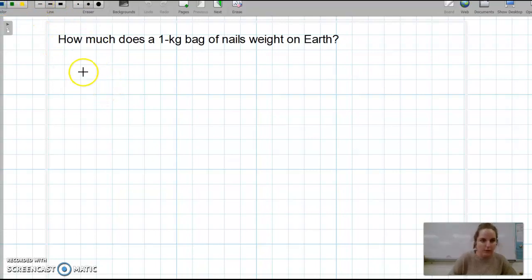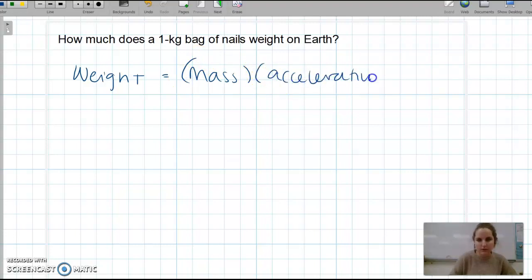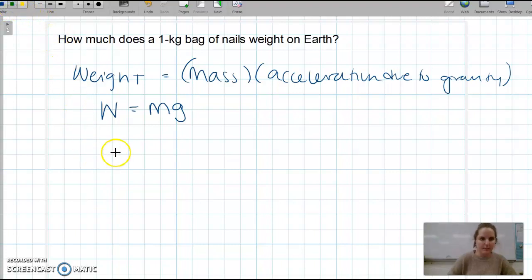So we know that to get weight, we have to multiply mass times the acceleration due to gravity. All right, so written out again, weight equals m times g. All right, so what are we given in this problem? Well, we are given the mass. So mass is equal to 1 kilogram, and we know g, right? Because g is just g, right? So it's 10 meters per second squared.